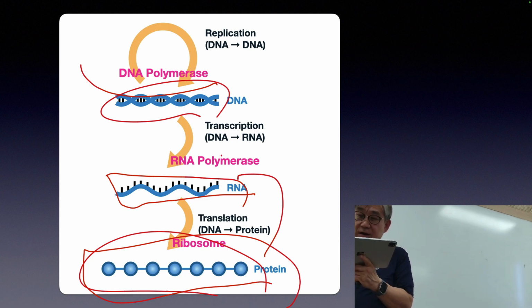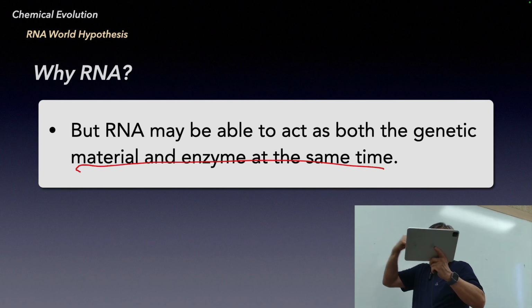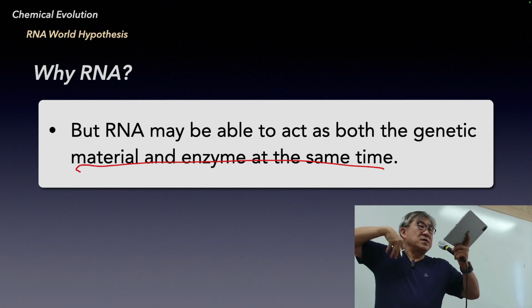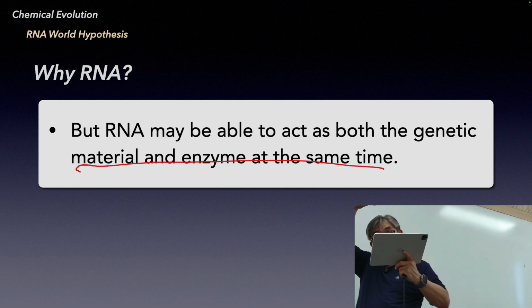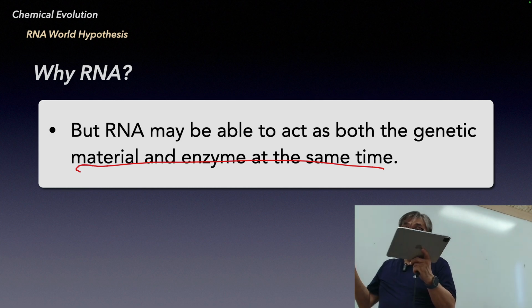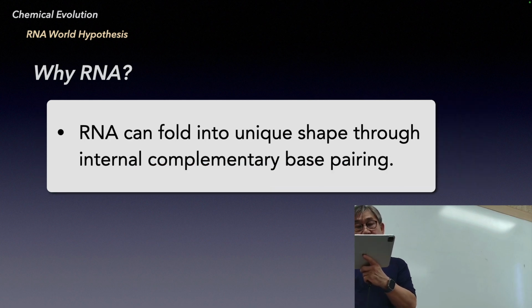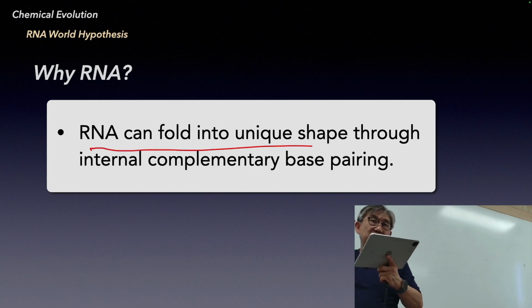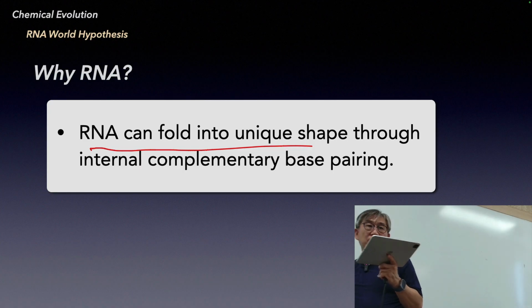Yes, because RNA has the chemical property of serving as a genetic material, because chemically it is very similar to DNA. So everything DNA does, it can do the same. But at the same time, RNA can also function as a protein-like enzyme. Why? Because RNA can have many different shapes. Shape is the difference maker. Shape dictates the function in biology.